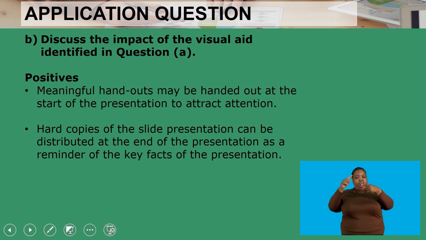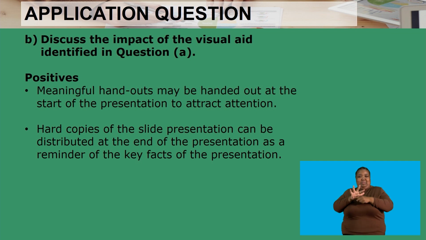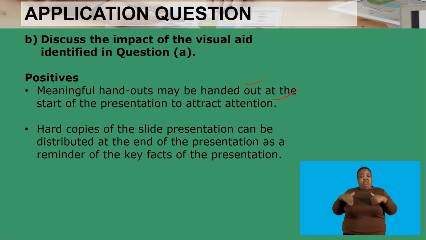Now let's talk about discussing the impact. Remember, with discussing the impact, you can provide positives only or negatives only, or a combination of both. So what are the positives of using a handout in your presentation? Handouts may be handed out at the start of the presentation, as Mr. Chabalala has done, but this is repetition because we saw it in the scenario. So this would be considered repetition for that reason.